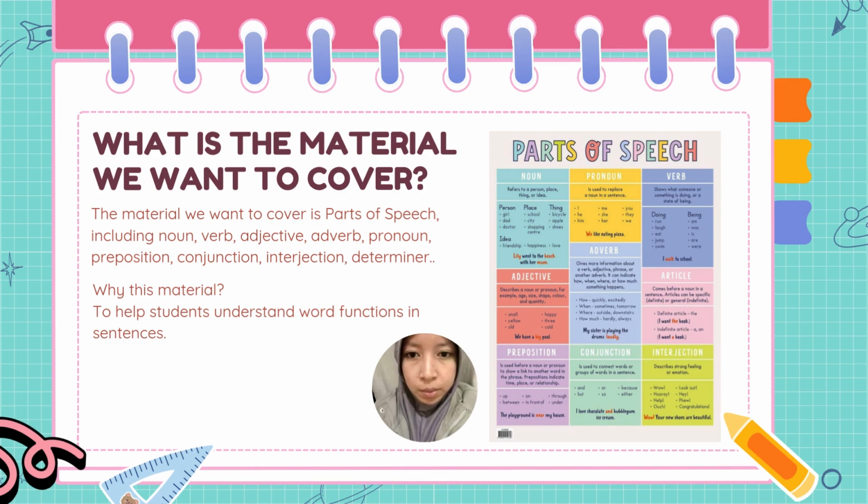The first point is about what material we want to cover. The material we want to cover is part of speech. This is material for the 10th grade, or the first grade of senior high school. This material includes noun, verb, adjective, adverb, pronoun, preposition, conjunction, interjection, and determiner. And why did we choose this material? It is to help students understand word function in a sentence.